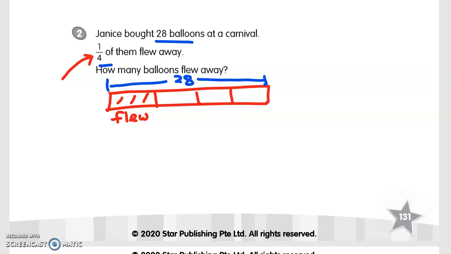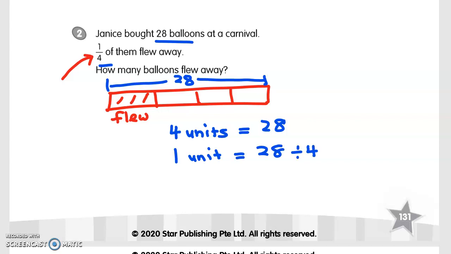Now using a model, I'm very sure you have heard your teacher mention units. So these sets can also be called units, which means 4 units has 28 balloons. Can you find 1 unit? To find 1 unit, you divide it by 4 and you will get 7. So with that, we find the answer, which is 7 balloons flew away.